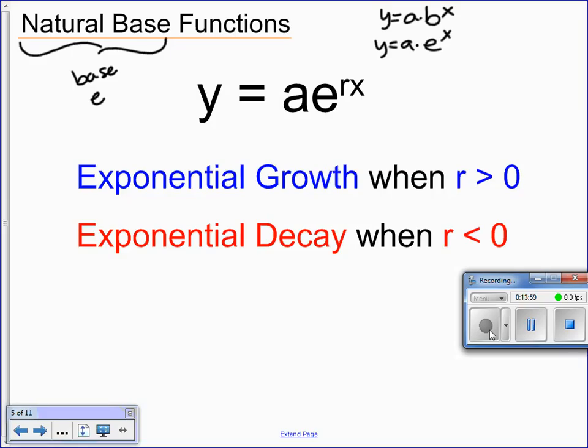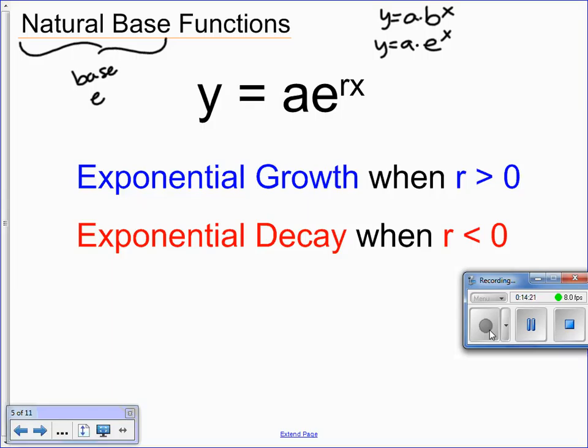But if I left it as y equals a times e to the x, I would only ever have exponential growth, because what's the value of e? We just talked about it. What's e? 2.718. Thank you, Eric. e is 2.718, which is always greater than 1. So then I would be saying that I could only have exponential growth functions with base e.